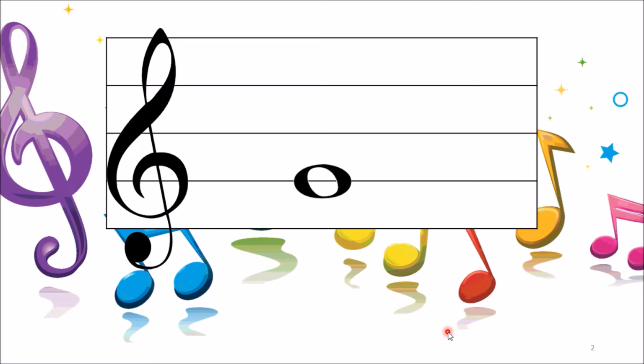So we're going to think EGBDF. Every good boy does fine. Every good burger deserves fries. Empty garbage before dad flips, whichever one you're using. I'm going to use every good boy does fine. So we start at the bottom of the staff on that first line, and we say our mnemonic counting up, always, always, always from bottom to top, and stopping when we get to our note. Every good. So we stop right here. This note is G.